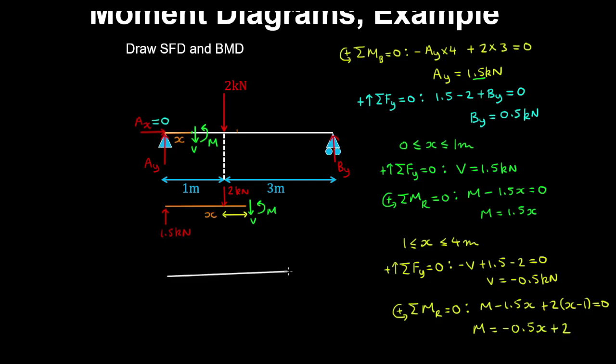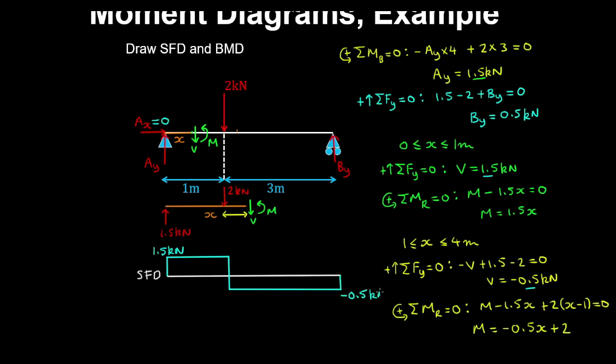And now we can draw in our shear force diagram, which is 1.5 kilonewton from 0 to 1 meter, and minus 0.5 kilonewtons thereafter. So as you can see, the jump here is equal in magnitude to the externally applied load.